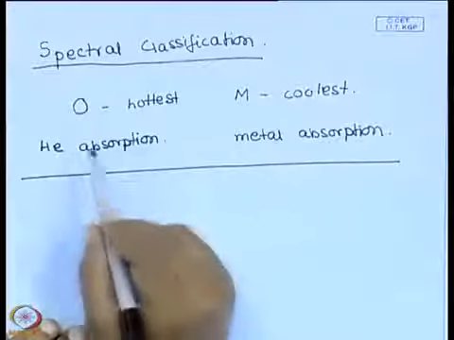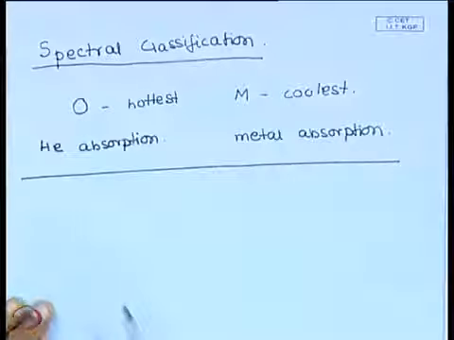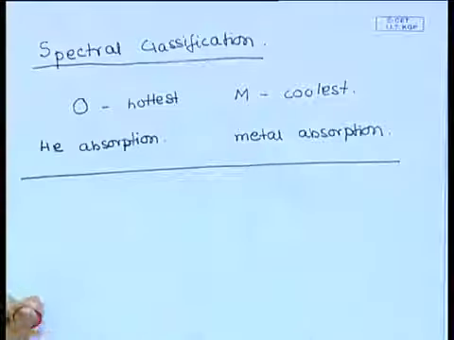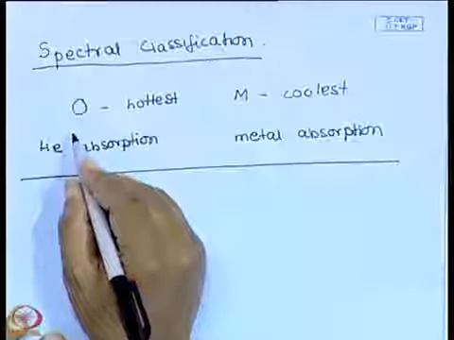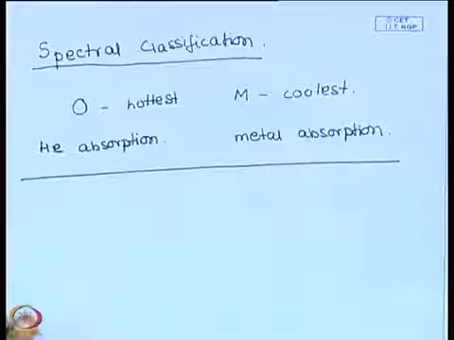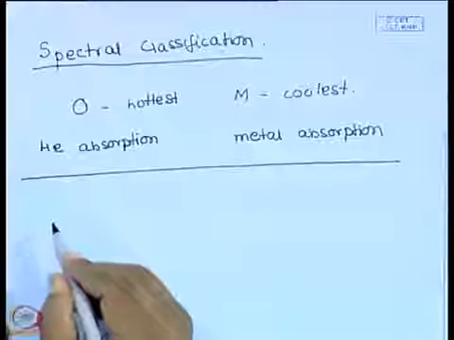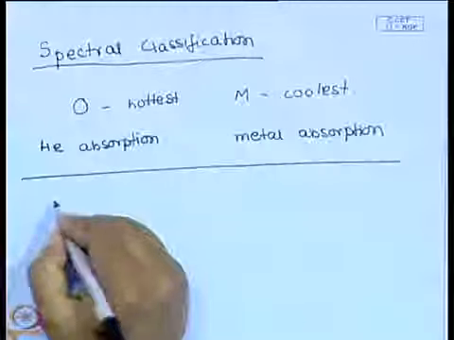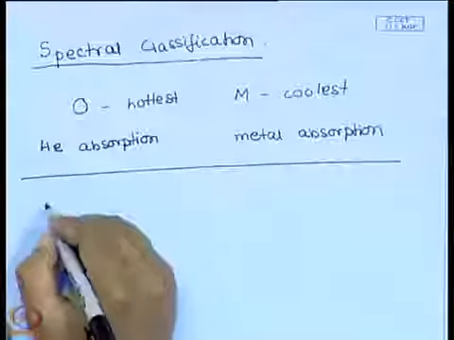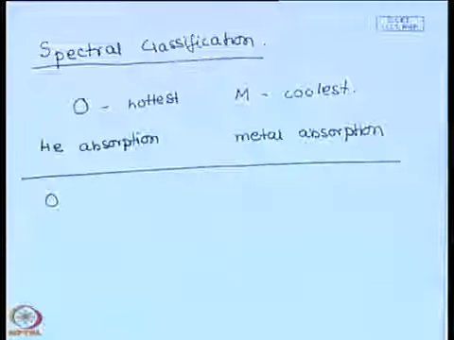Now, in general, stars can be classified based on their spectrum, and the spectral classification scheme is as follows. O stars are the brightest, hottest stars, M stars are the coolest stars, and you have different spectral classes in between. So, let me write down the entire spectral classification scheme. It is as follows, O, and there is a mnemonic by which you remember it.